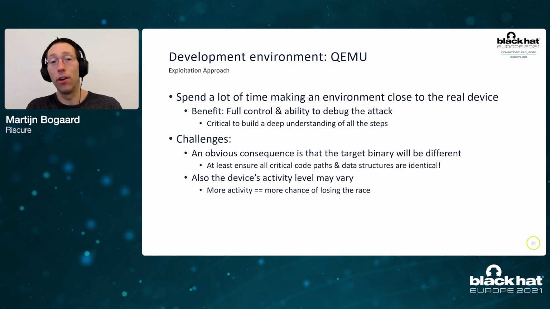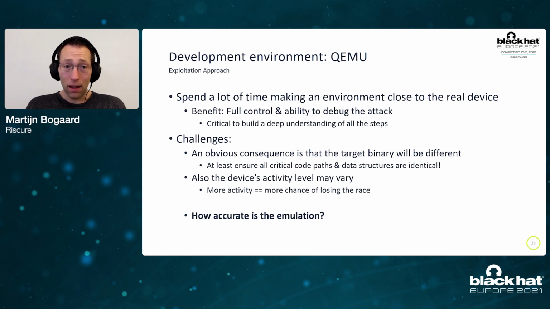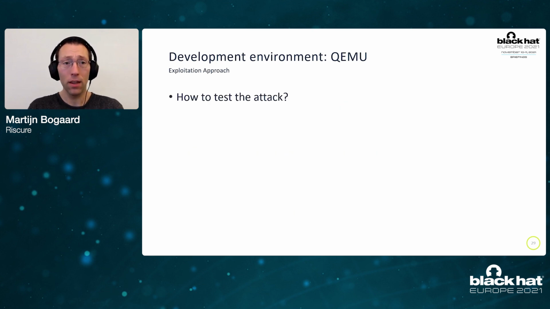Of course, an emulator is not a real device. The binary is different, the device behavior is different, the activity is different. However, we really tried hard in making sure that all the critical code paths and all the data structures are as close as possible to the real device, also by comparing our emulated kernel with the real device kernel. However, until the very last, it remained the question, how accurate is the emulation that we are doing on our device, and how is it actually mapping to the real environment? So in QEMU, we can, of course, test our kernel, but how are we going to test the real attack?